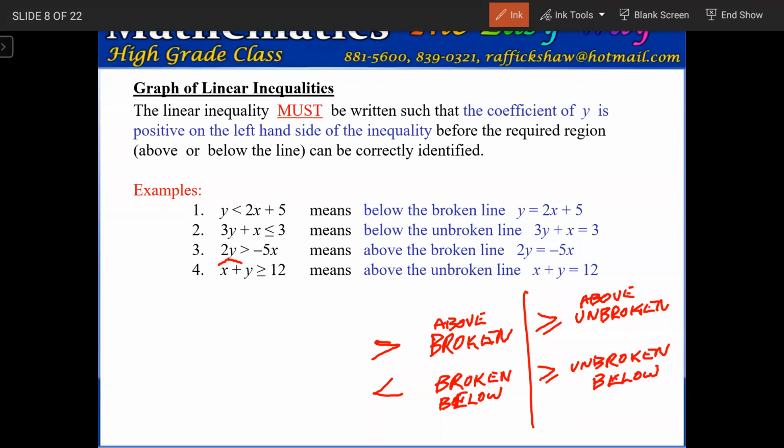So generally speaking, greater than means above, less than means below. If the equal is not there, you draw a broken line. If the equal is there, you draw a solid, unbroken line. Simple as that. Good?